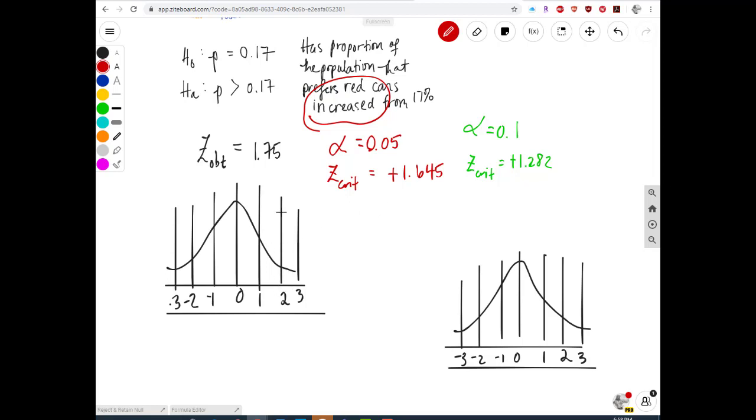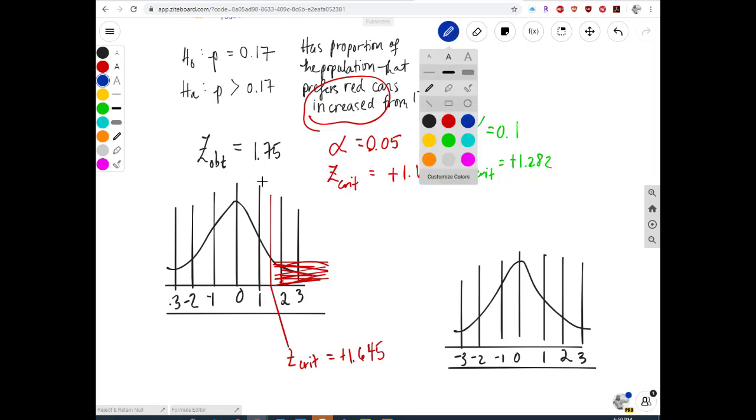So 1.645 is approximately here. That is my z-crit. And I'm going to mark the area of rejection, everything to the right of my z-crit, because I'm looking at anything that is greater than my z-crit. So now let's look at my z obtained. My z obtained I kept the same. My z obtained here was positive 1.75. So positive 1.75 is going to actually end up being out here.